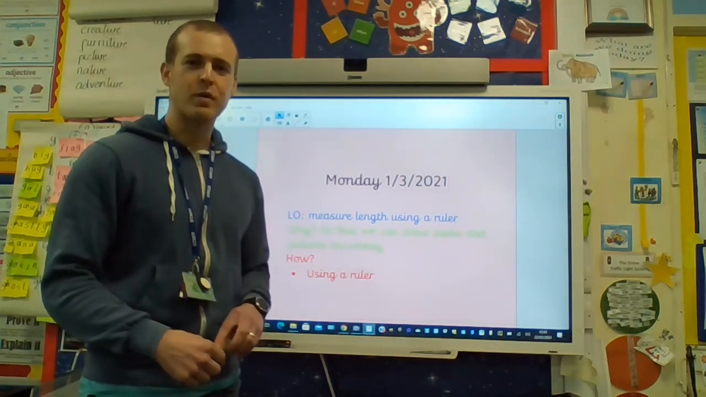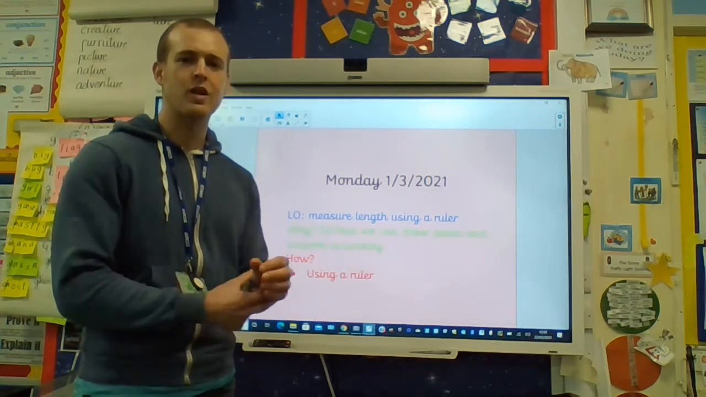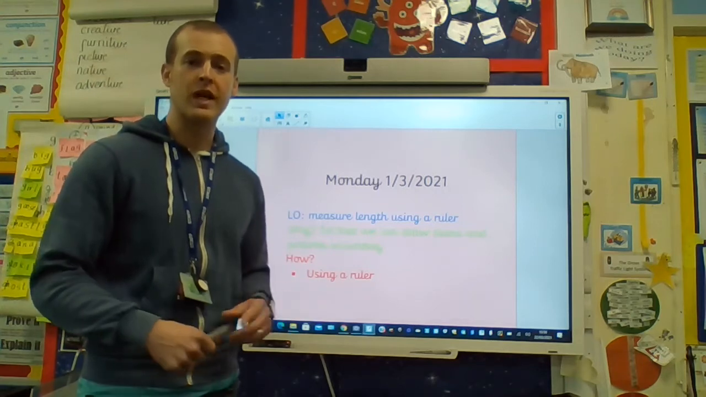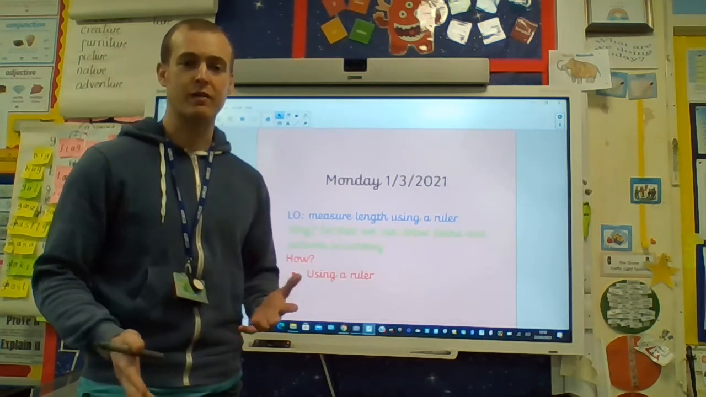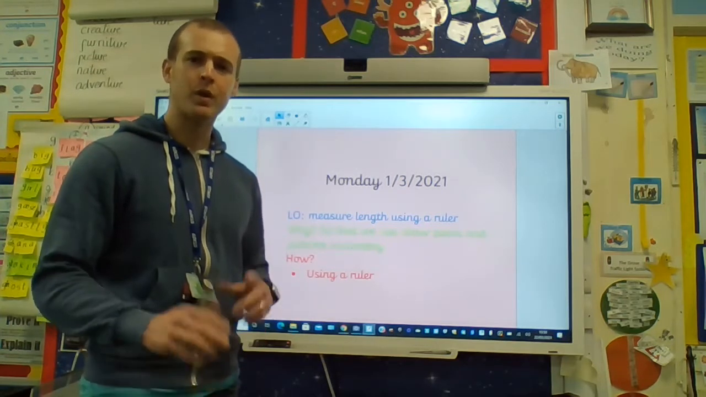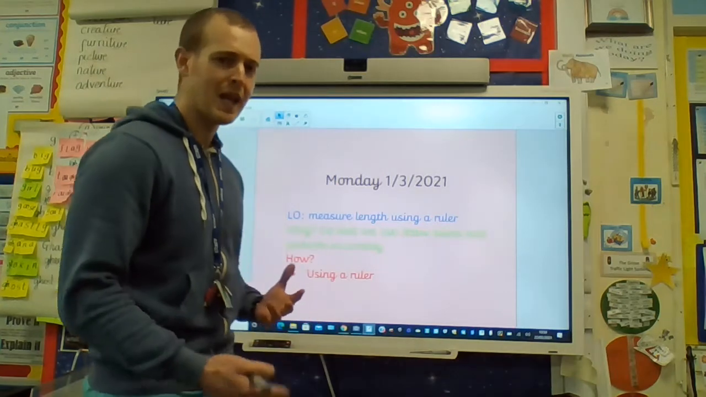Hi boys and girls, it's Monday the 1st of March today, and today we're going to be learning to measure length and height using a ruler. The reason we're doing that is so that we can draw plans and pictures accurately, and our main method is going to be using a ruler today. But before we do anything, let's get our brains warmed up and thinking about measure and length.